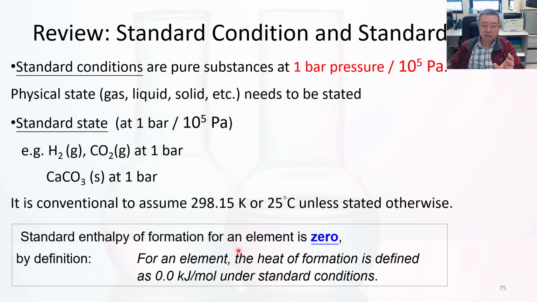So this is the definition of standard formation of the element itself. The most stable form of the element is called 0. In this case, for carbon, it's going to be graphite. Graphite is the most stable form of carbon, so its formation enthalpy is going to be equal to 0. But diamond is not the most stable form of carbon, so it has a nonzero formation enthalpy.